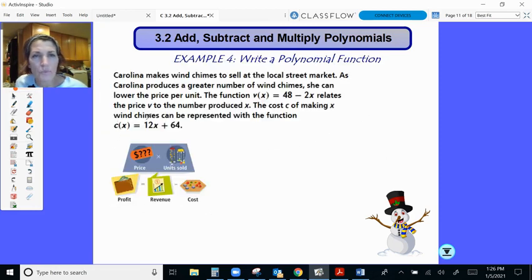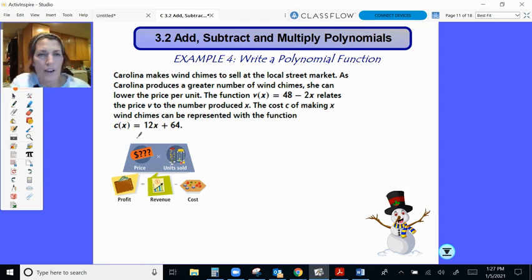Okay, Carolina makes wind chimes to sell at the local street market. As Carolina produces a greater number of wind chimes, she can lower the unit price. The function v of x equals 48 minus 2x relates the price v to the number produced x. The cost c of x of making x wind chimes can be represented with the function c of x equals 12x plus 64.